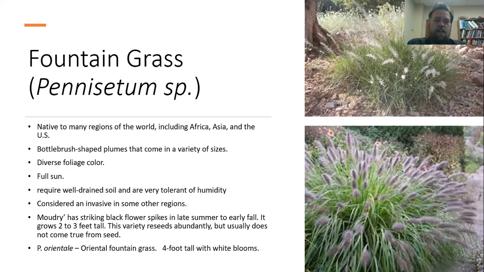A variety that I thought was particularly interesting was Moudry. Has really nice black flower spikes. Not a color you're going to see a lot of. That shows up in the late summer and early fall. Gets about 2 to 3 feet tall. And it does have a tendency to reseed, but like a lot of times when you have a plant that reseeds, you're not really getting the same variety, so you may see some variation in those plants.